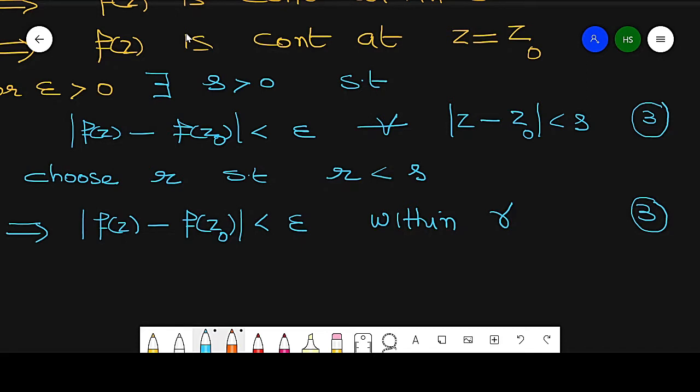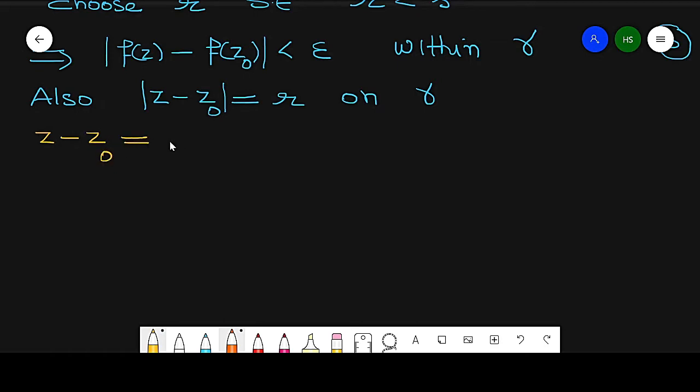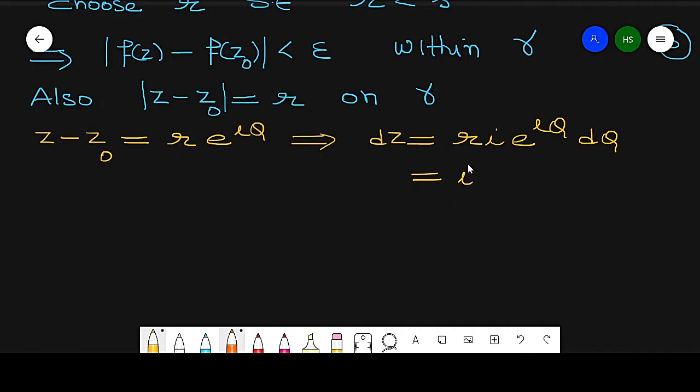Now for the second integration, we also know that in the case of gamma, |z - z0| is equal to the radius r on gamma. Then it means this can be written as z - z0 equal to r e raised to the power i theta on gamma. So it implies dz is equal to i r e raised to the power i theta d theta.